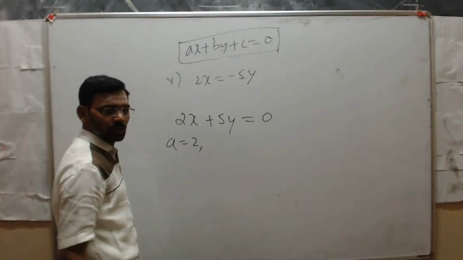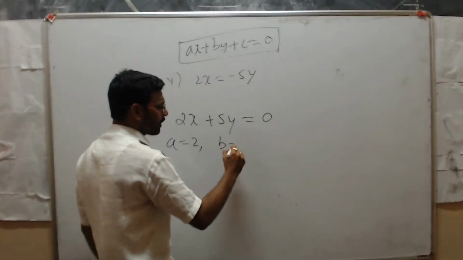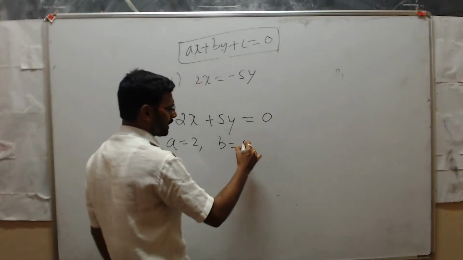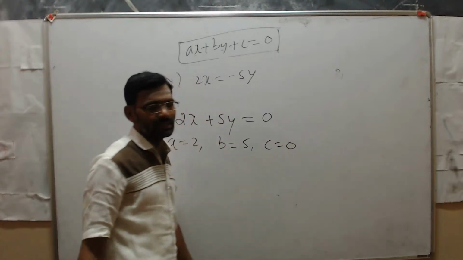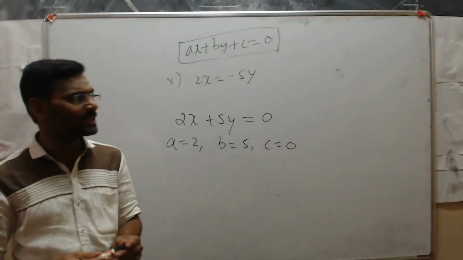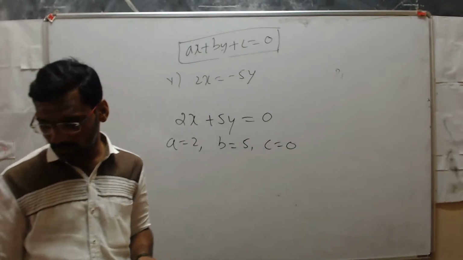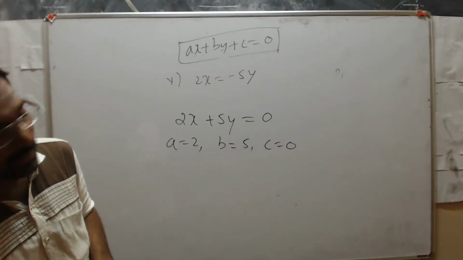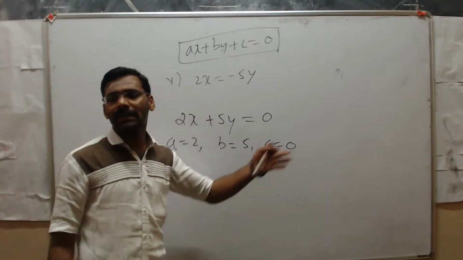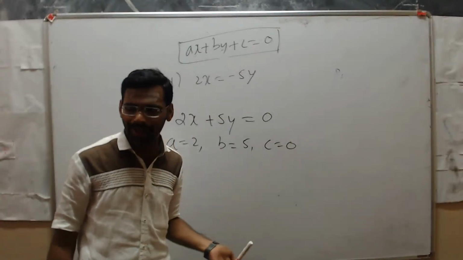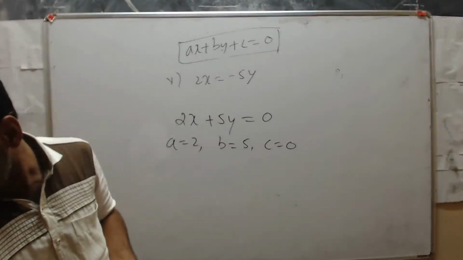Then a means coefficient of x. A value is how much? 2. What is the value of b? Coefficient of y, plus 5. There is no constant term, which means c value is 0. A value is 2, a is nothing but the coefficient of x. B is nothing but the coefficient of y. And the constant term is considered as c.